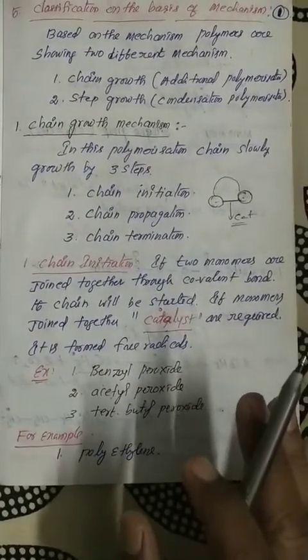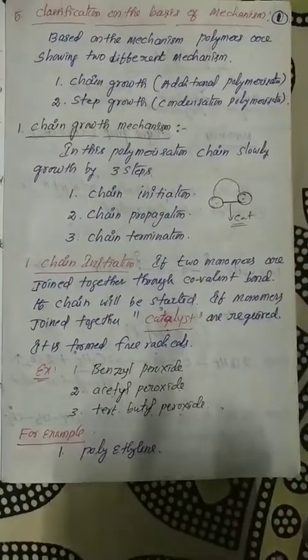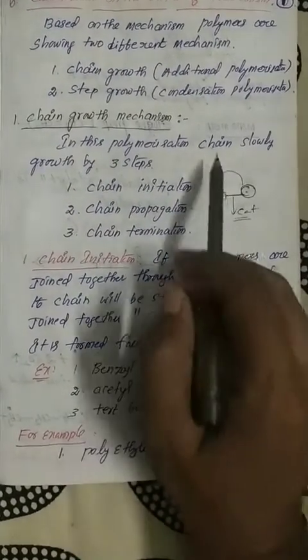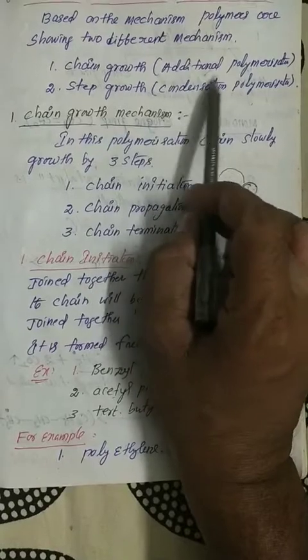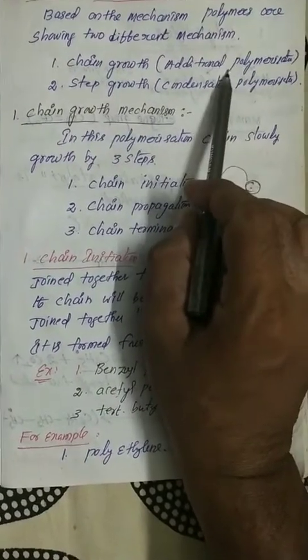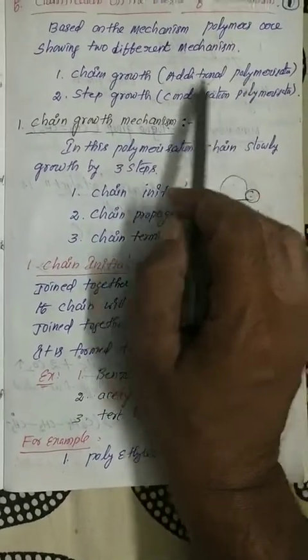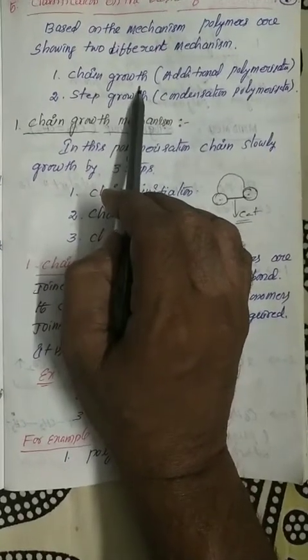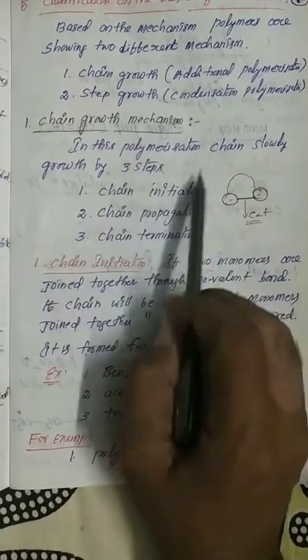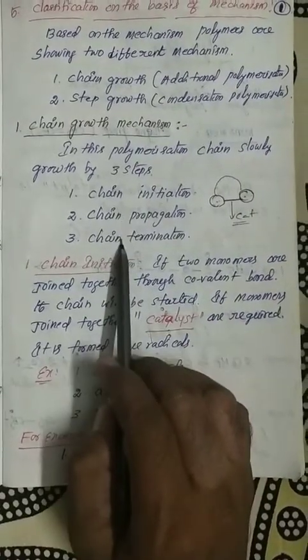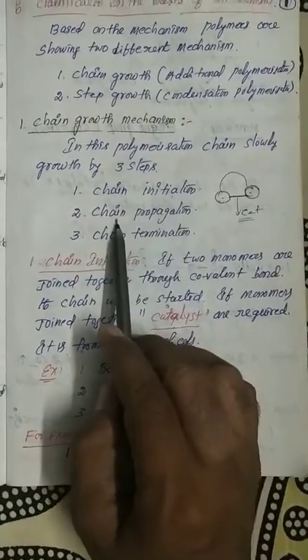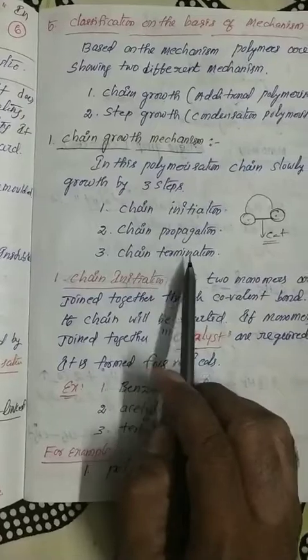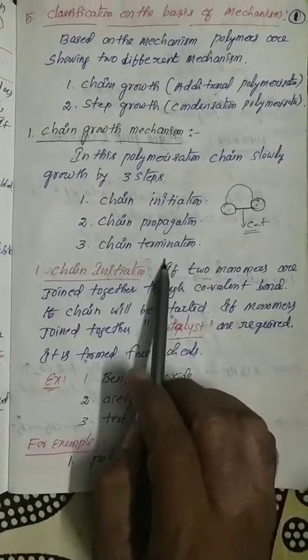Ultimately, once again I repeat, my dear students, if any polymer is prepared through addition polymerization, definitely this polymerization has a chain growth mechanism. So how will the chain growth mechanism start? It involves three steps: chain initiation, chain propagation, chain termination. So this is the most important.